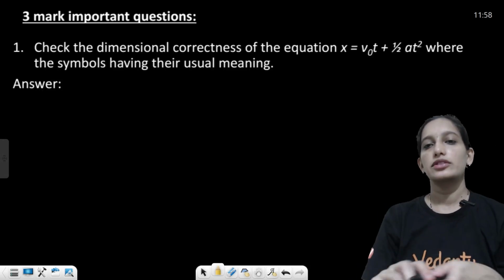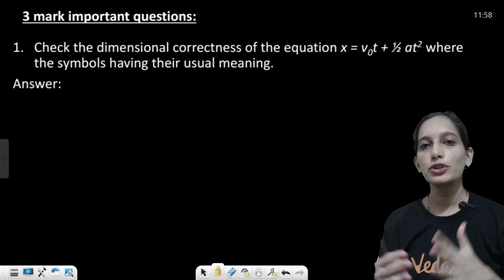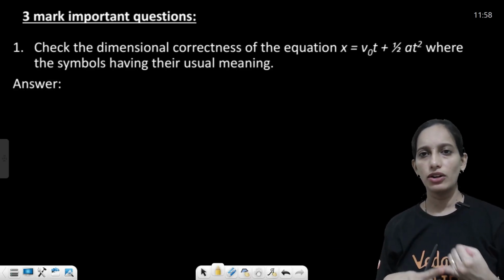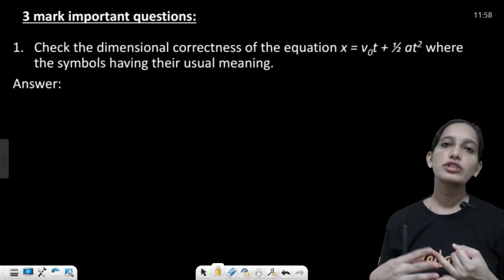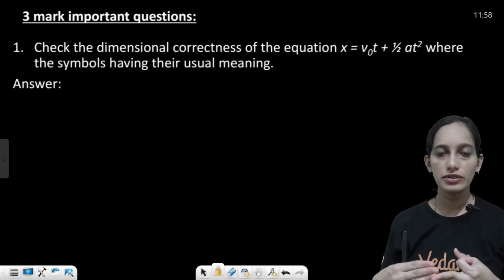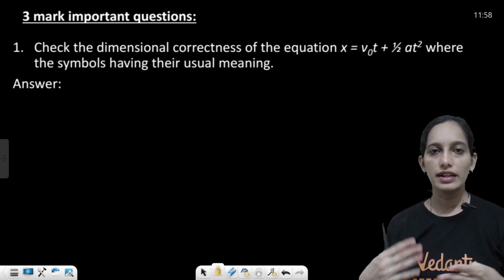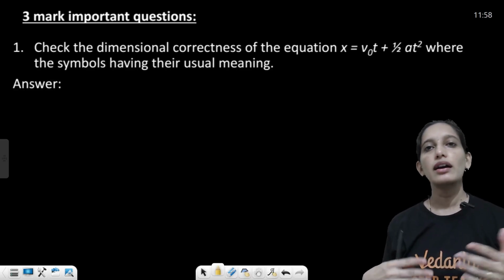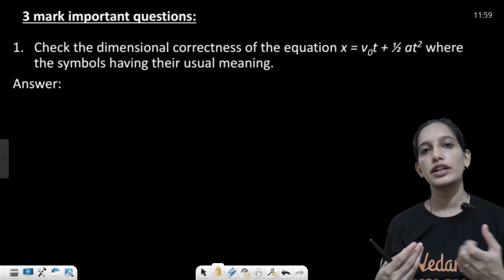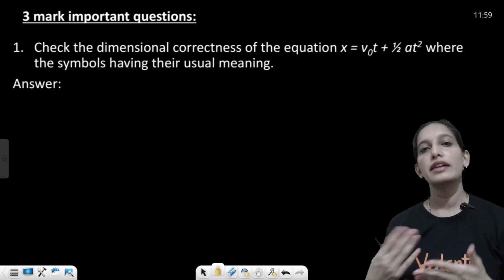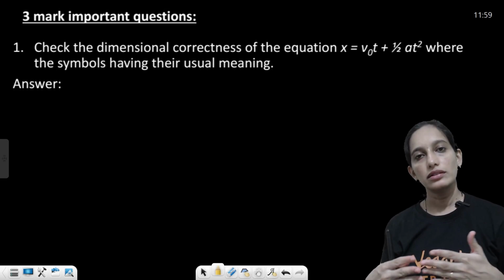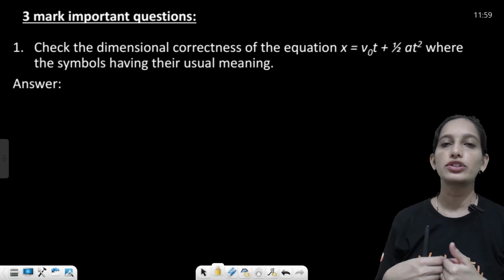In 2 marks for this chapter, they can ask you to write down any dimensions, or some fundamental quantities and fundamental units. Some SI units they can ask you to write down. Such questions can appear in 2 marks. Also, you may be asked to write down the limitations and the applications of dimensional analysis. Those are the most expected questions for 2 marks.